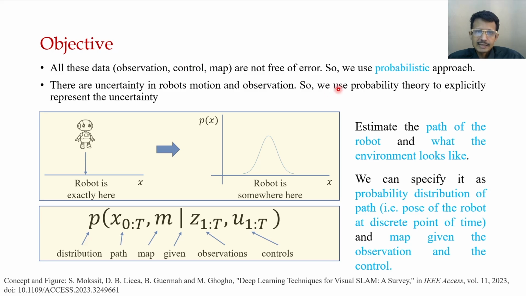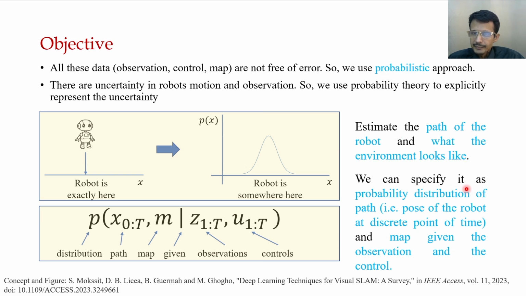So the approach is basically stochastic, that means we use probability. And definitely there will be uncertainties in robot motion and observation. So we use probability theory to explicitly represent uncertainty. Here we cannot say the robot is exactly here; rather, the robot is somewhere here. So we use this equation, the path and map we want given the observation and controls, and we try to estimate that distribution. Ultimately we estimate the path of the robot and what the environment looks like.